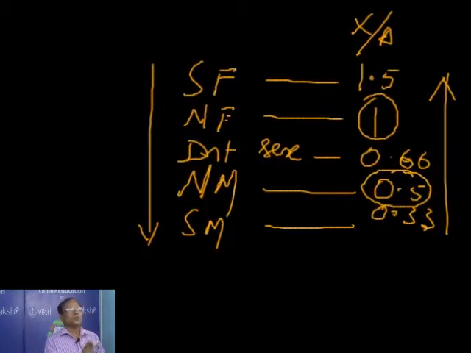When the ratio is 1, then definitely it is a normal female. When the ratio is 0.5, it is a normal male. If it is 0.66, then it is an intersex. This is the experimental analysis. Here the Y chromosome is not the deciding factor. It is a balance between the X chromosomes and the autosomes, known as the sex determining ratio, responsible for the determination of sex.